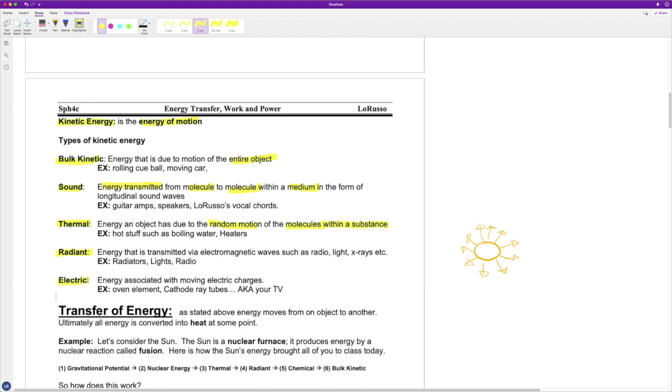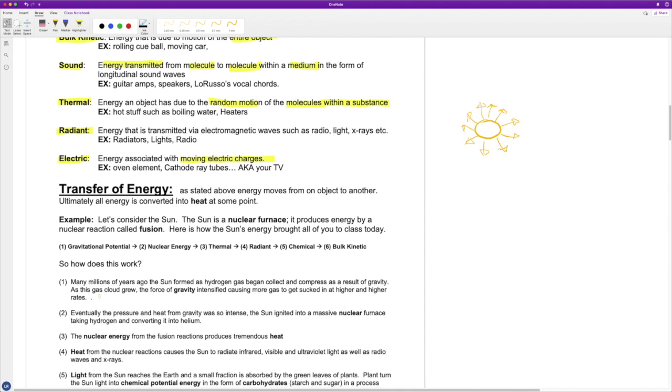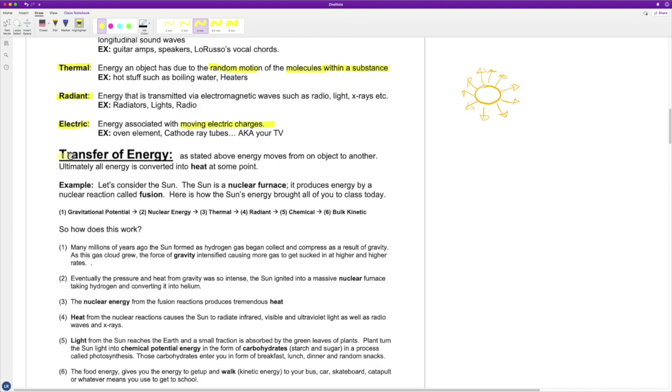And then electric. Electric energy is the energy of the flow of moving charges. This is associated with moving charges. This is why your power supplies get hot, right? Your electric stove, when you turn it on, the moving of these electrons causes the actual elements to warm up. So any electricity or charges that are moving, that's considered kinetic type energy. And as mentioned earlier, energy transfer means that energy can be converted from one form to another.